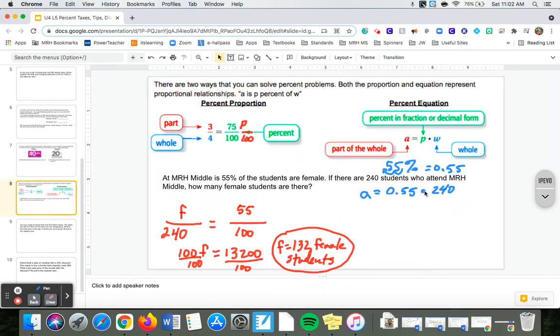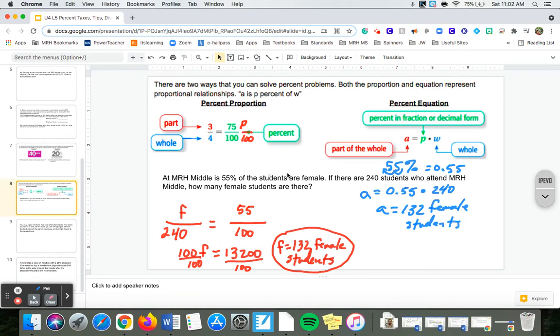On this one, there's no inverse operations I have to use because A is already on the left side all by itself. I just have to actually evaluate 0 and 55 hundredths multiplied by 240. So 0 and 55 hundredths multiplied by 240, and we get A is equal to 132. And don't forget to label female students.